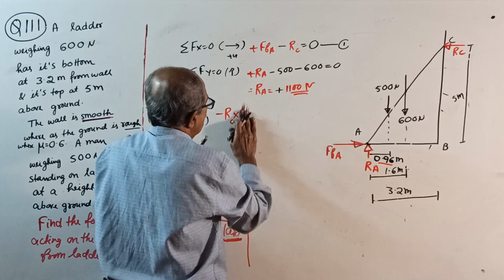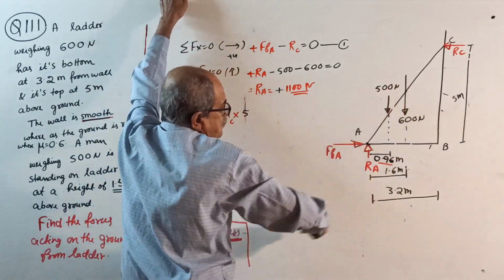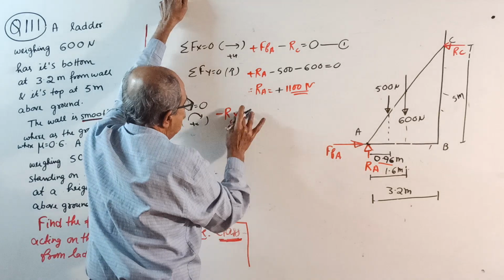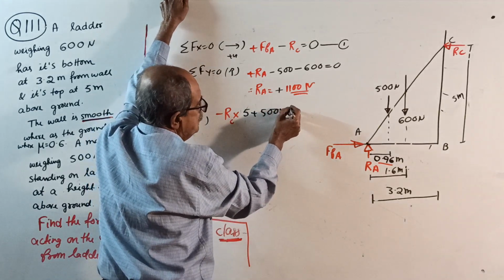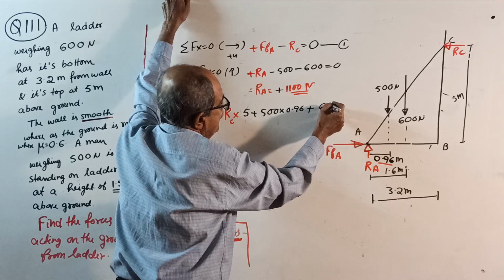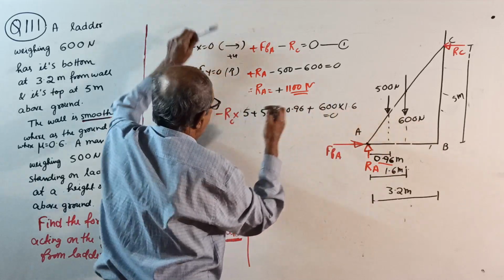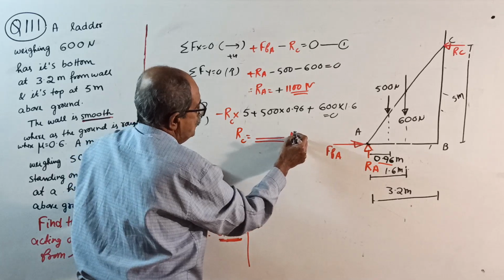5 can be black color. Minus RC into 5 plus 500 into 0.96, plus 600 into 1.6 equal to 0. You get the value of RC. How much RC will come in Newton?